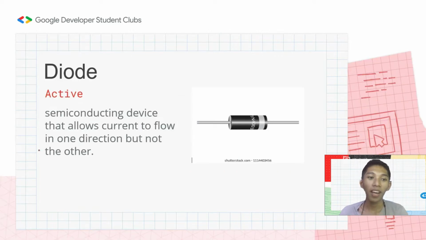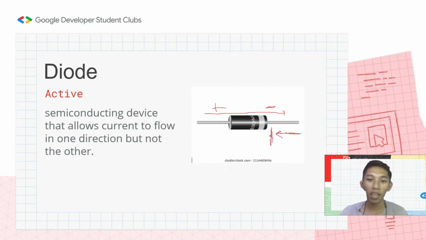So a diode is now an example of an active component. It is a semiconducting device that allows current to flow in one direction. So we could think of this like one way. The way is always from positive or anode to negative. So it only allows the current from positive to negative. So it cannot go from negative to positive. For example, if the current flow starts from negative, it blocks it.